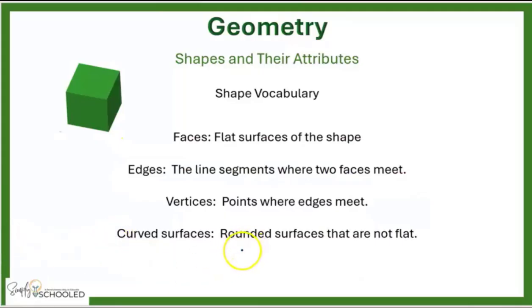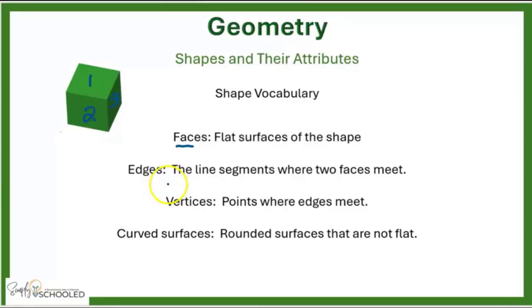Let's look at the attributes of a 3D shape. First, we have faces. The faces are the flat surfaces of a shape. So in other words, here's one face, here's another face, and there's another one over here. And there's also three more that we cannot see. Those are like the faces.